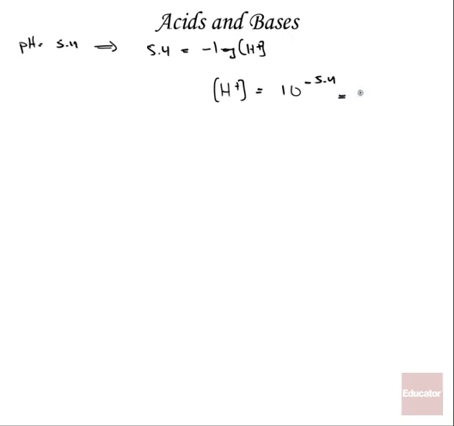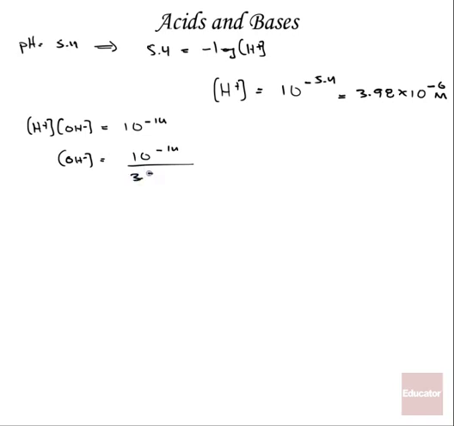And when we do that, we get 3.98 times 10 to the negative 6 molarity. So the concentration of hydrogen ion in this particular glycine solution is 3.98 times 10 to the negative 6 moles per liter. Okay, well, we know that the hydrogen ion concentration times the hydroxide ion concentration is equal to 10 to the negative 14, right? 1.0 times 10 to the negative 14. Therefore, the hydroxide ion concentration equals 10 to the negative 14 divided by the hydrogen ion concentration, which is 3.98 times 10 to the negative 6.